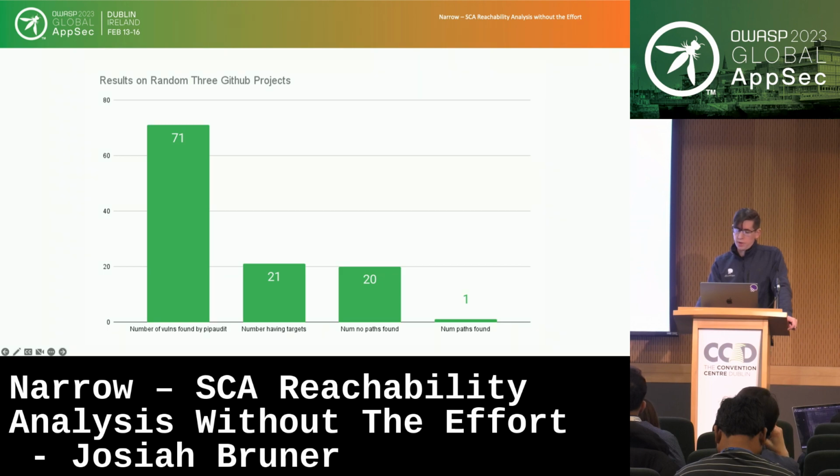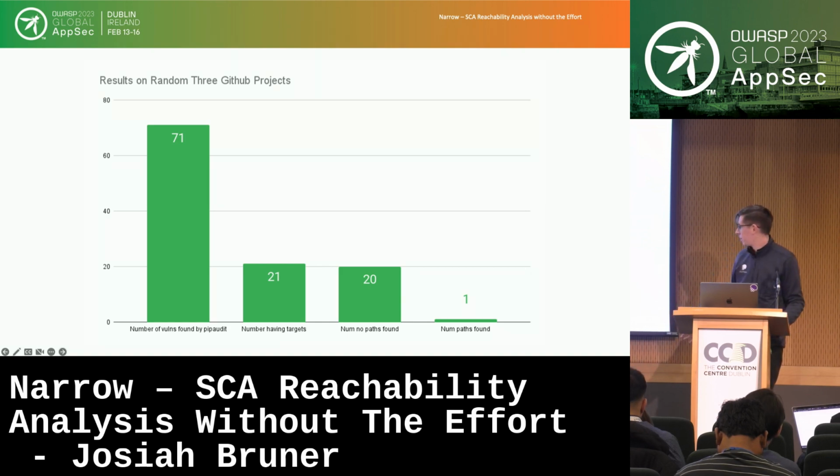With narrow, you'll find that 21 of those had a target of some kind. So narrow was able to find a target to look for, which gives you a sense for roughly what percentage of NVD entries you might be able to do this kind of automatic analysis on without any additional metadata. So roughly a third to a quarter.